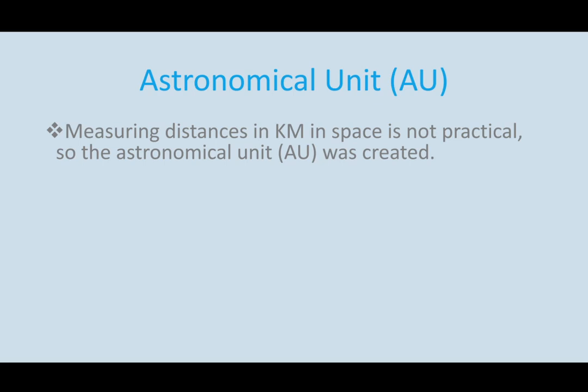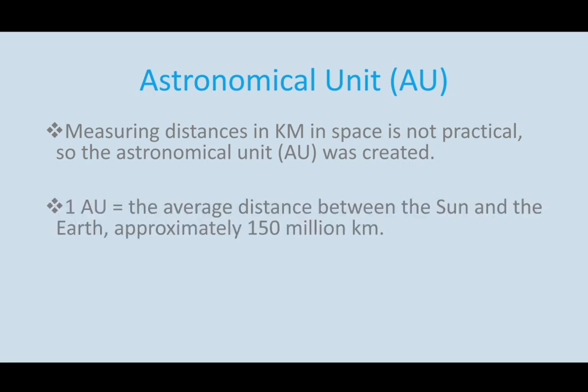An example would be like if I'm trying to measure the distance between two cities, I'm not going to be measuring in centimeters. It's not practical to measure in centimeters because the number is going to be so large. So this is the reason that scientists and astronomers have come up with the astronomical unit. 1 AU is the average distance between the sun and the earth. That's approximately 150 million kilometers. So 1 AU is going to equal 150 million kilometers.